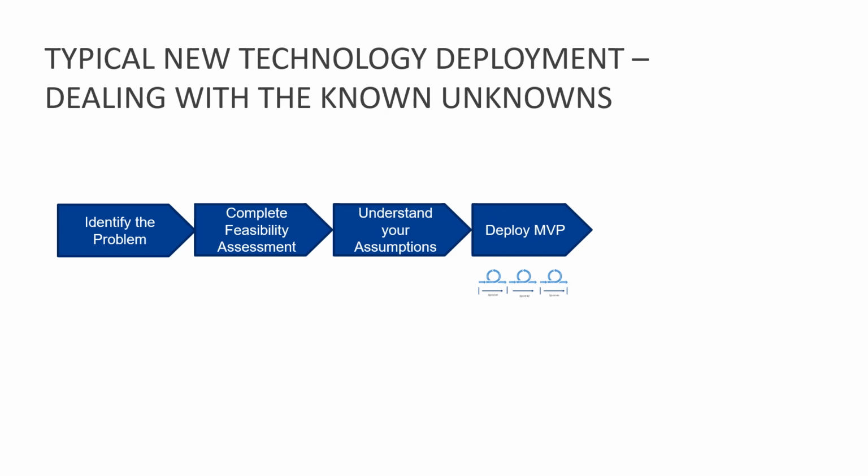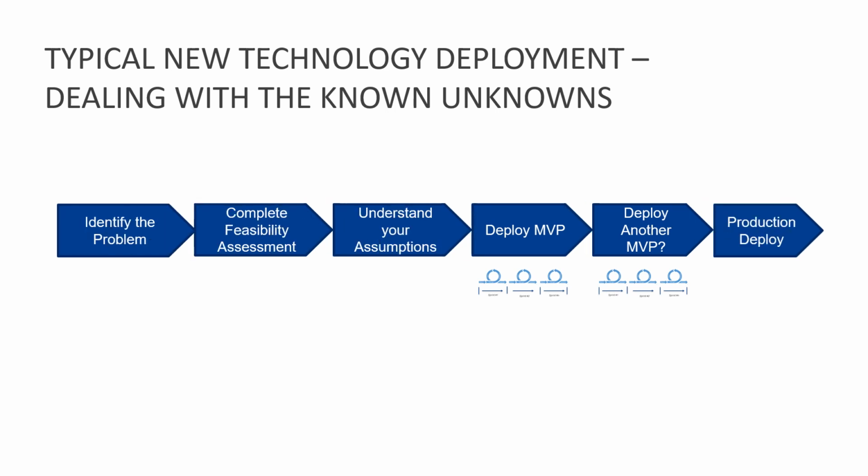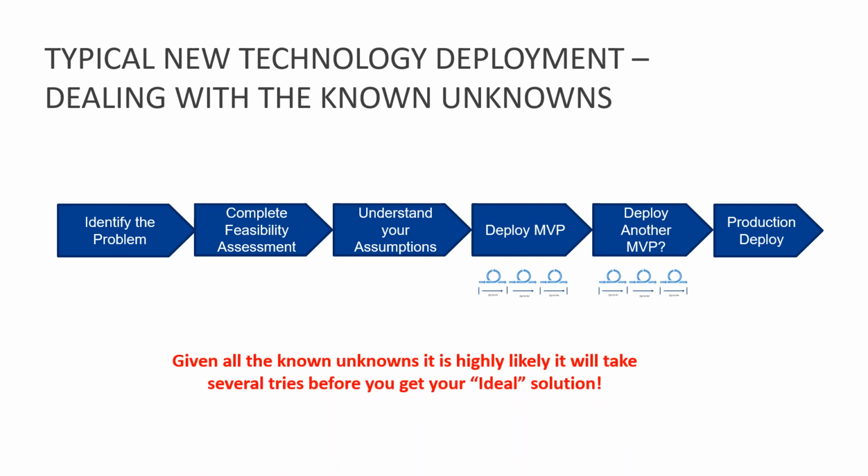You'd use that agile delivery methodology, as I said. Once you've deployed it, you'd step back and ask: did I actually achieve what I set out to achieve? Do I need to change the technology or the solution in terms of how I'm deploying the AI? Do I need to change my business model? Do I need to change my business processes? And then you move to a production deployment. This is the typical process I would go through. And given the number of known unknowns, as I said, it's highly likely it will take several tries or several MVPs before you get to the ideal AI solution.